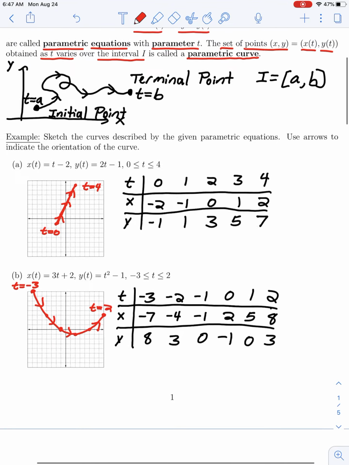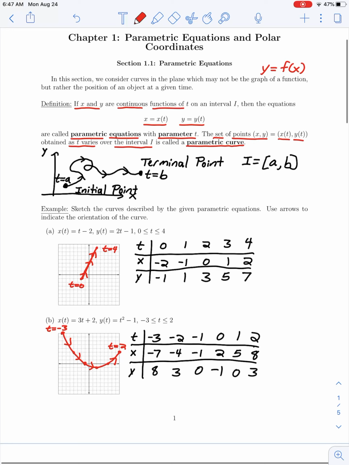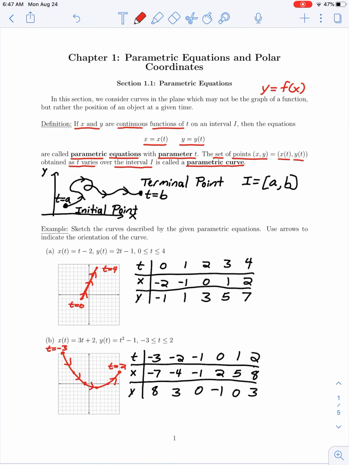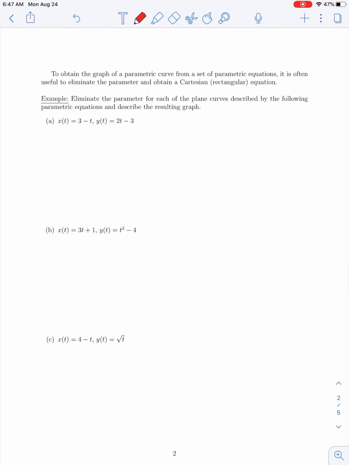So let's consider an alternative approach here. What is another way that we could go about plotting these parametric curves? So another way that we can try to sketch a parametric curve is by trying to eliminate the parameter and obtain a Cartesian or rectangular equation. So I'll mention here, in order to obtain the graph of a parametric curve from the set of equations, we will often try to eliminate the parameter.